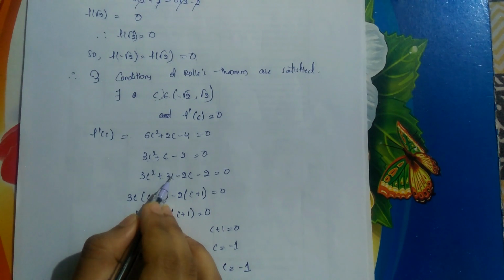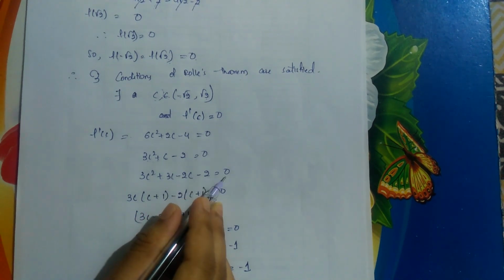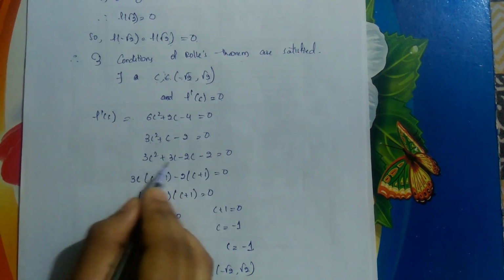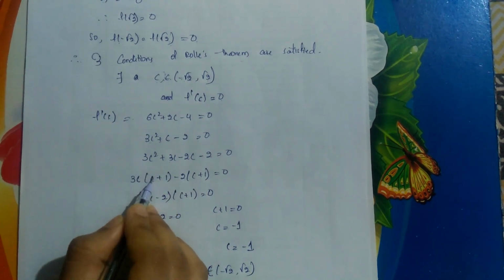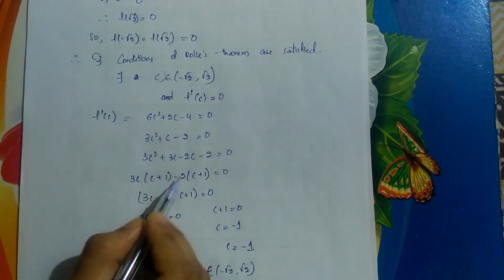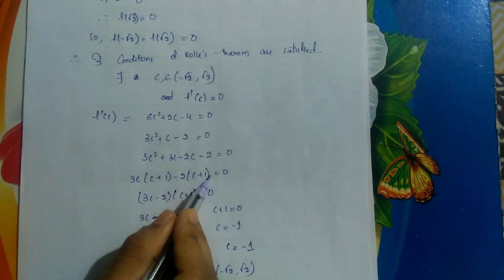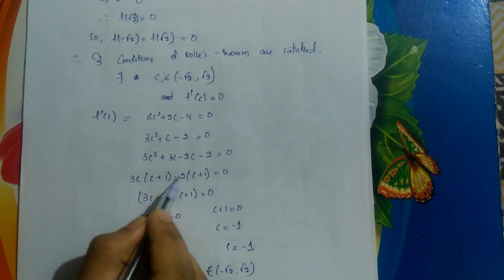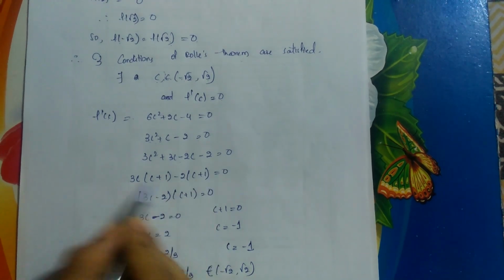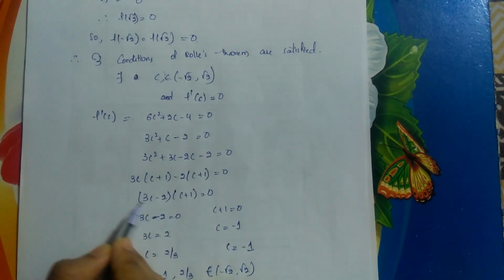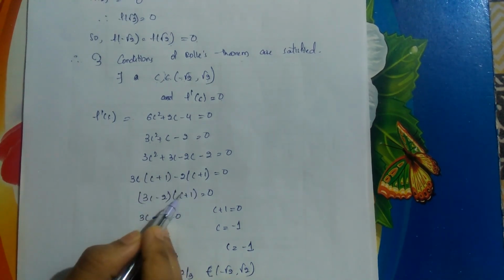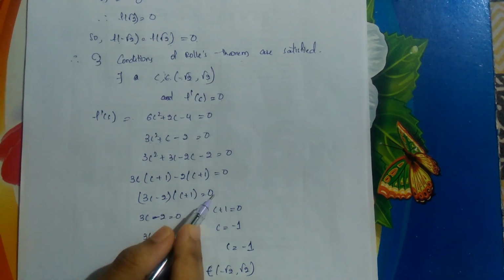So 3c square plus 3c minus 2c minus 2 is equals to 0. And from this we take 3c common from these two terms, we get 3c of c plus 1, and from this we take minus 2 common, so minus 2 of c plus 1. So minus 2 into c is minus 2c, and minus 2 into 1 is minus 2, and that equals to 0. So from this 3c minus 2 is one term, and from both the common c plus 1 is also another term, and that equals to 0.